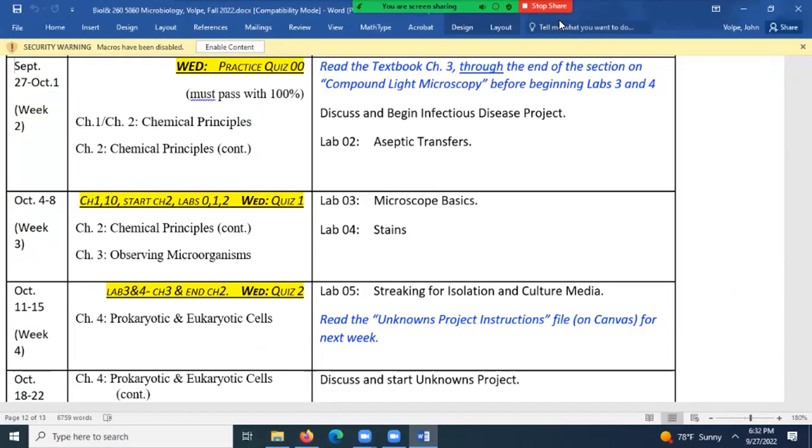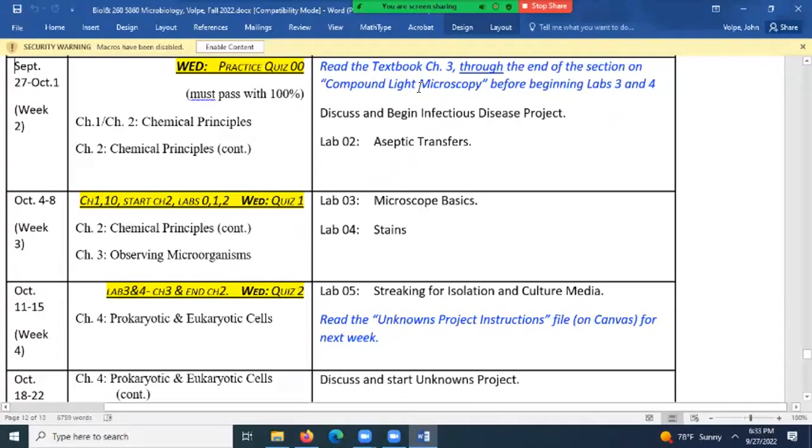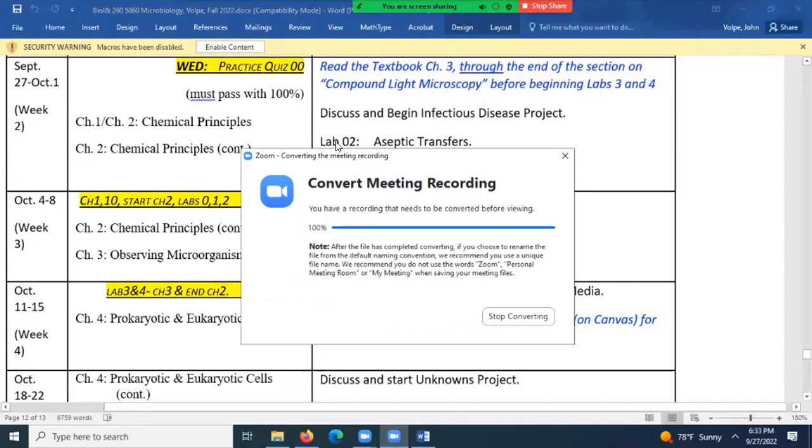All right. So in the lab today, we're going to be discussing and beginning the infectious disease project. You should read through the chapter to the end of the section on the compound light microscope before beginning labs 3 and 4. We're not going to begin labs 3 and 4 until next week, but before next week, you should read about that in your textbook. Any question about any of that? So we're not going to be doing lab 2 today. We're going to do that on Thursday.